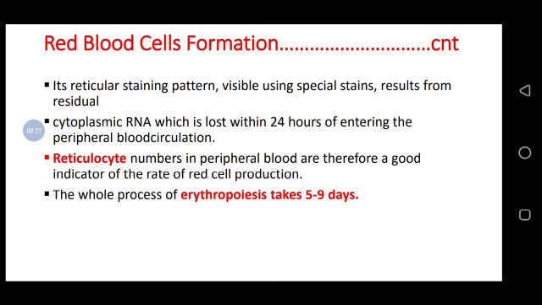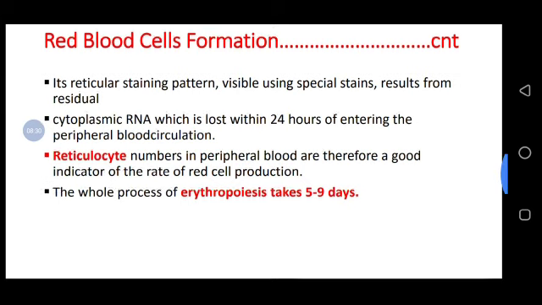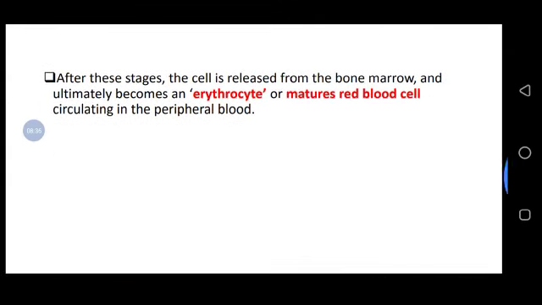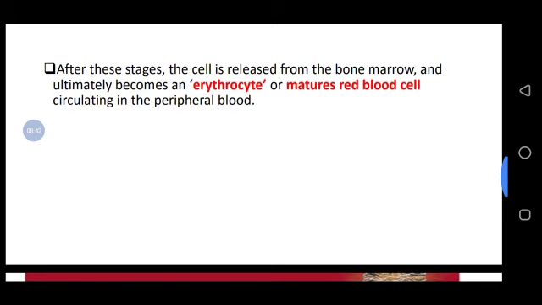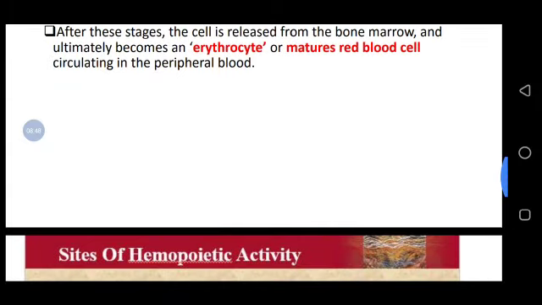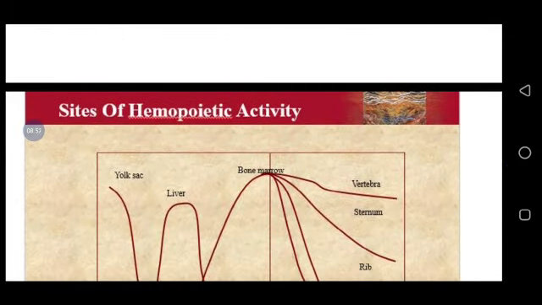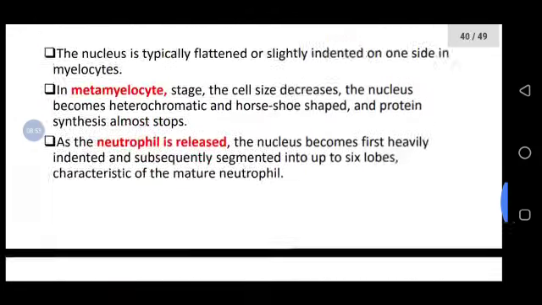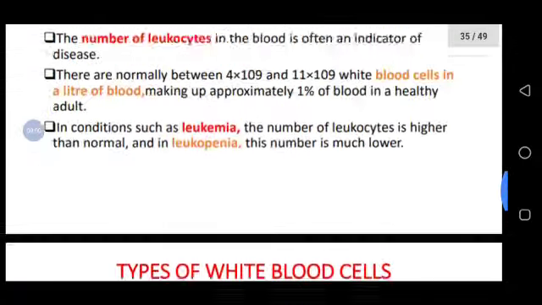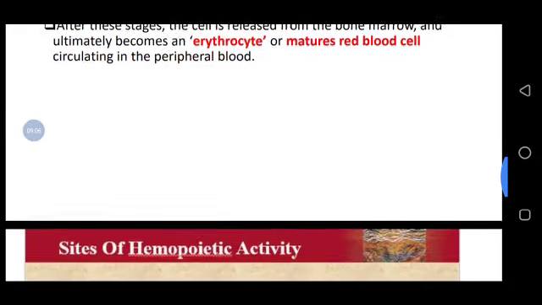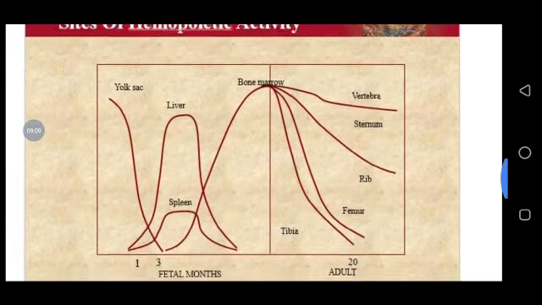So the whole process of erythropoiesis takes place over 5 to 9 days, but we saw almost 5 to 7 days is when the RBC matures. After this stage, the cell is released from the bone marrow and ultimately becomes an erythrocyte, or mature red blood cell, circulating in the peripheral blood. So this is the illustration of the previous notes.